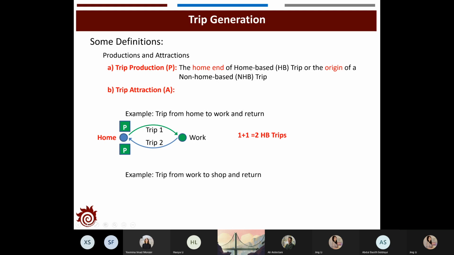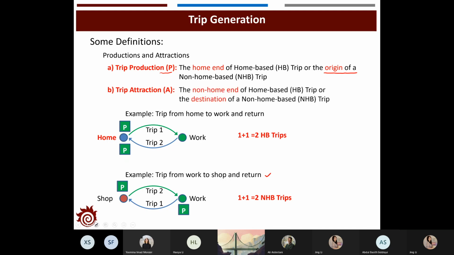For the other example, the trips between the work and the shop, it is different. Both trip 1 and trip 2 in the second example are non-home-based trips. In that sense, the origin of the non-home-based trip is defined as the production. So for trip 1, the work site will be the production, and for trip 2, the shop site will be the production. So this is the definition for the production.